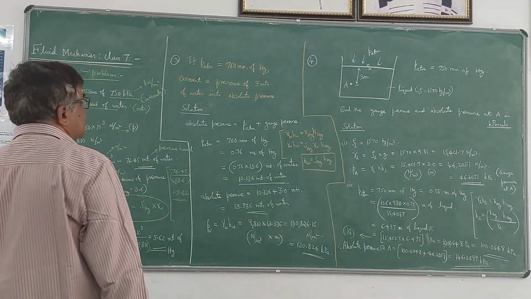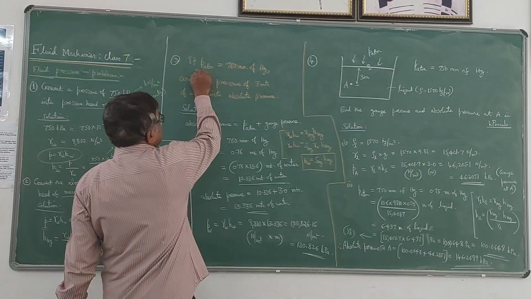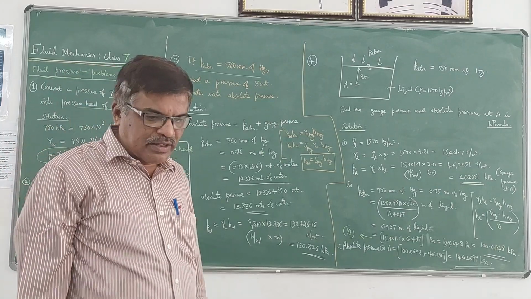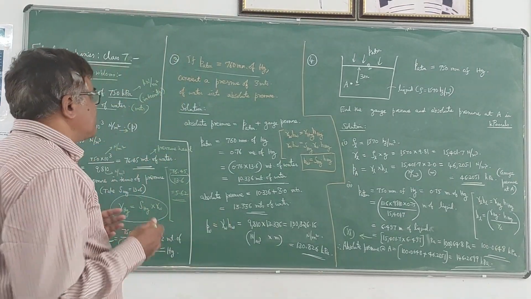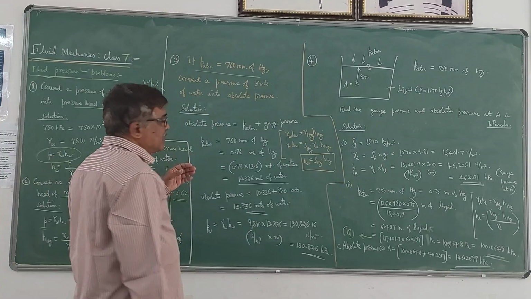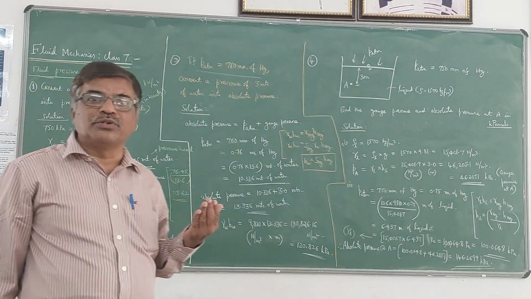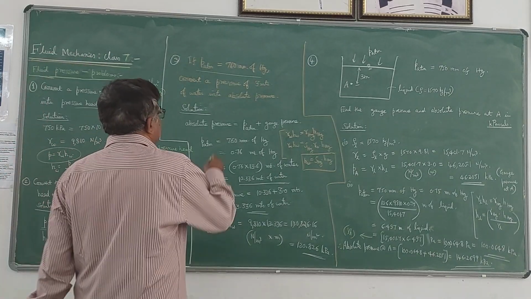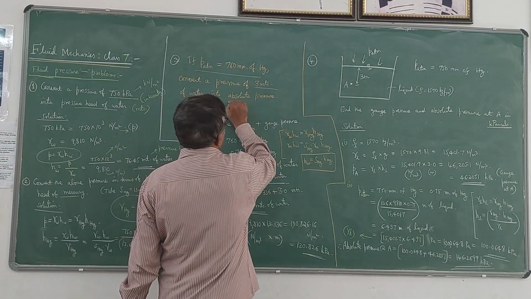Now the third problem looks like this. Suppose the atmospheric pressure, P atmospheric, is given as 760 millimeters of mercury. Normally atmospheric pressure is expressed in centimeters or millimeters of mercury in the case of a barometer. So a barometer is used to note the atmospheric pressure. So convert a pressure of 3 meters of water into absolute pressure.